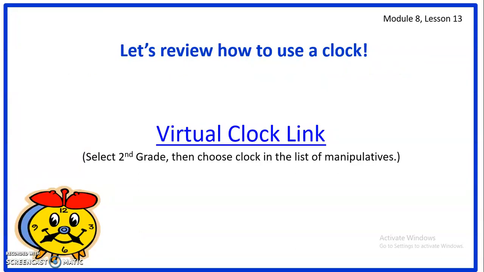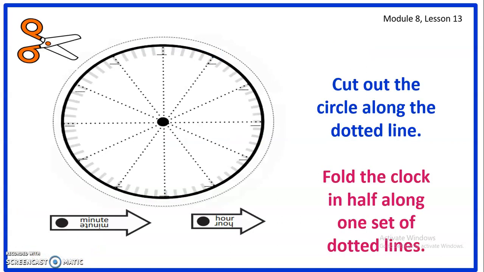Yay! Welcome to the major lesson where you learn how to use a clock. Now this is the clock. Cut out the circle along the dotted line. These are the dotted lines. Cut out a circle. Fold the clock in half along one set of dotted lines. You can fold it along any of the dotted lines, right? It should be straight.